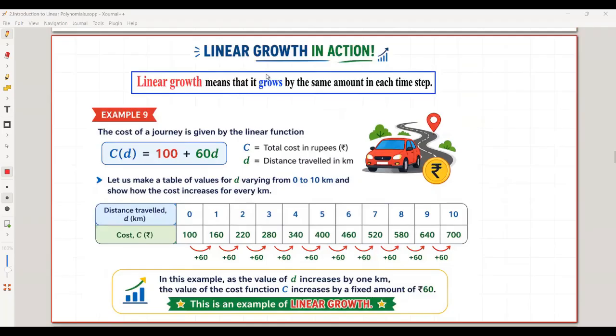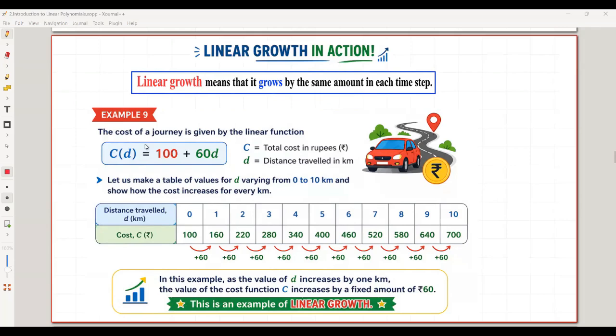In today's class, we are just going to learn about linear growth in action. What is linear growth? Linear growth means that it grows by the same amount in each time step.